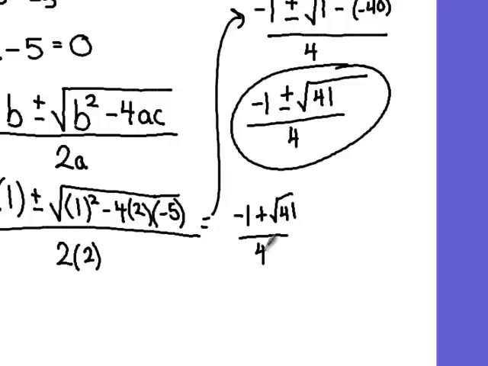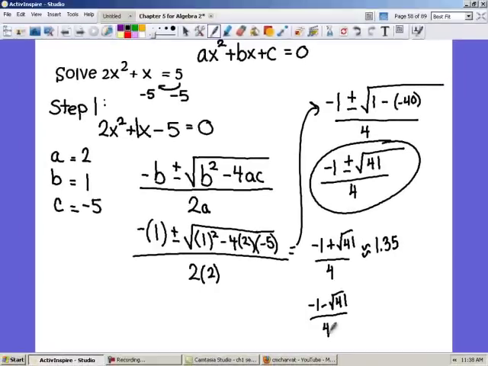You get a long decimal number, and you're going to divide that by 4. And I get, I'm going to just kind of estimate this, 1.35. So there's the first answer. And then you have to go through and do the negative part. So -1 minus the square root of 41 divided by 4. Now I'm going to do -1 minus the square root of 41. Get your answer. And then divide it by 4. And I get -1.85. And remember this is just approximate, because I'm not writing the entire decimal down.